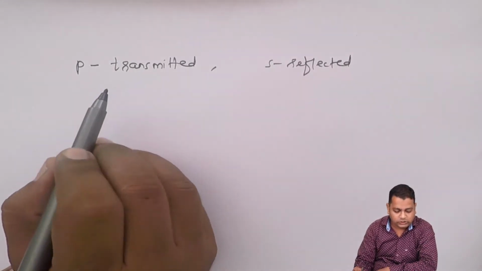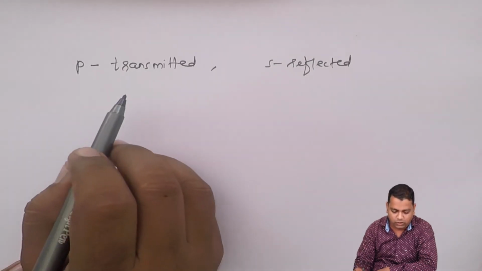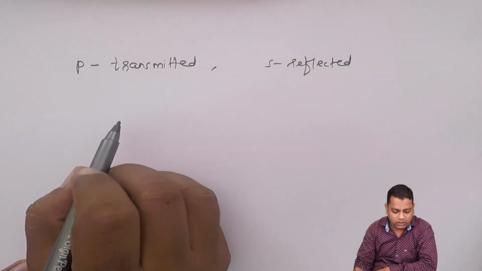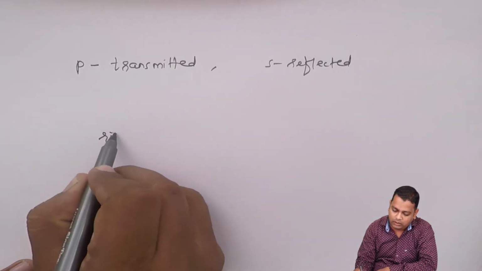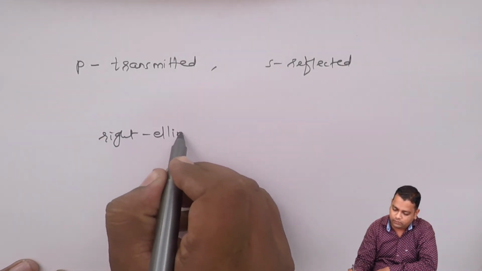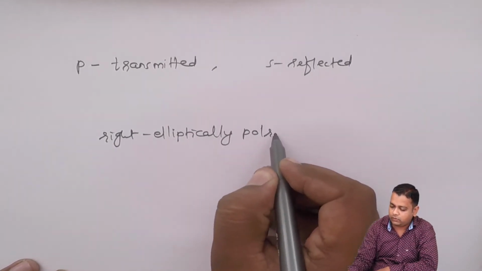and the transmitted wave, while having all the incident p polarized wave, will have a reduced s component. The transmitted wave will have a reduced s component. Therefore this wave will be right handed elliptically polarized.